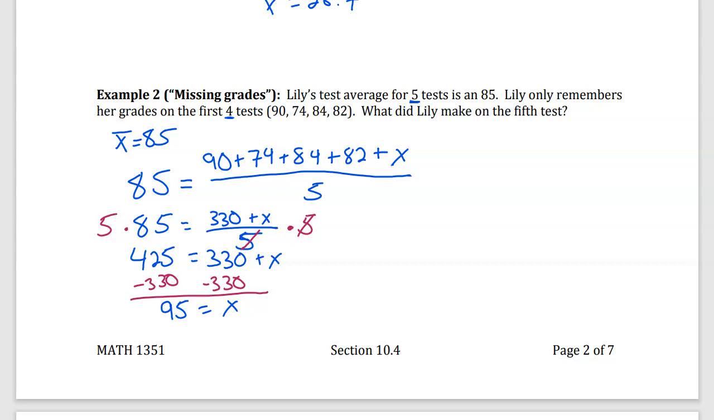Now, you can always check yourself. Plug in a 95 here. Add it up and divide by 5. Do you get that 85? And yes, you should. So there's multiple ways that you can do this. This is the most straightforward using your algebra skills.